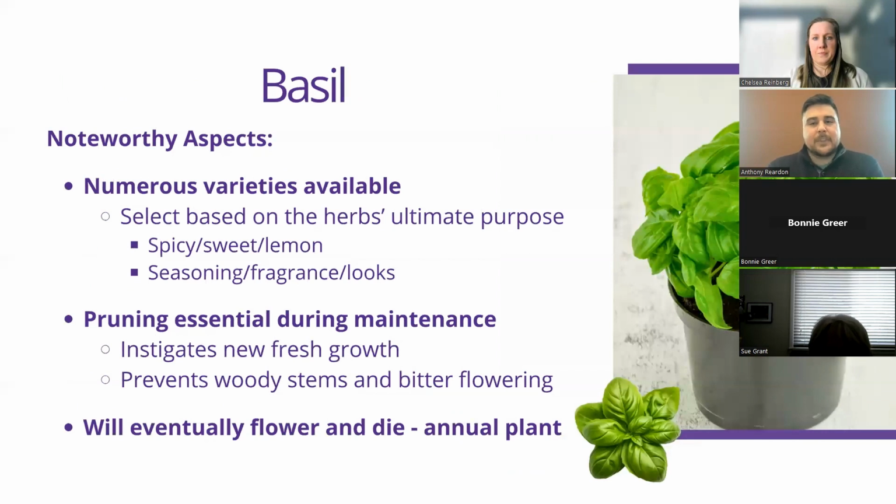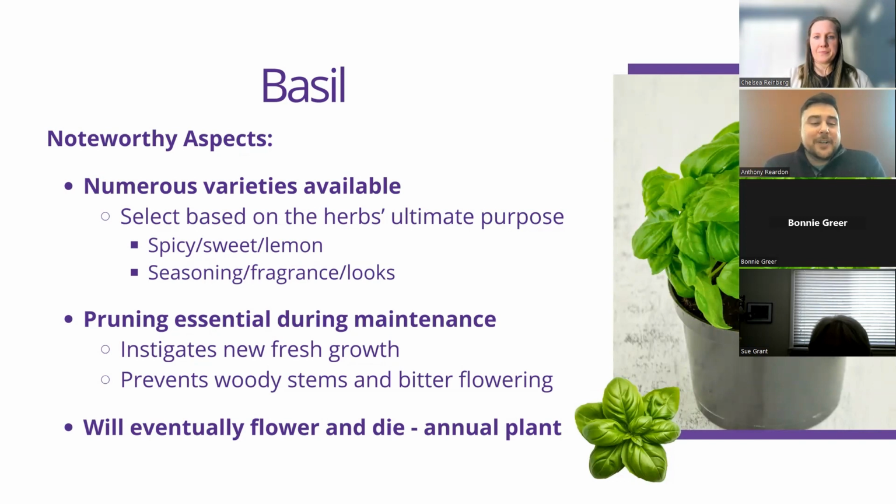Next slide. Okay, so first up, basil. One of the things that is unique to this plant is there are going to be numerous varieties available. And the variety that you want to select is going to depend on the qualities that it has. There are some that are spicy, there are some that are sweet, there are some that have a lemon flavor to them. Some of them are utilized as seasoning, obviously, but there are also some that are utilized for fragrance. Some are even utilized just for the flowers they grow. So again, you're looking for the qualities specific to the use that you're going to utilize this plant for.